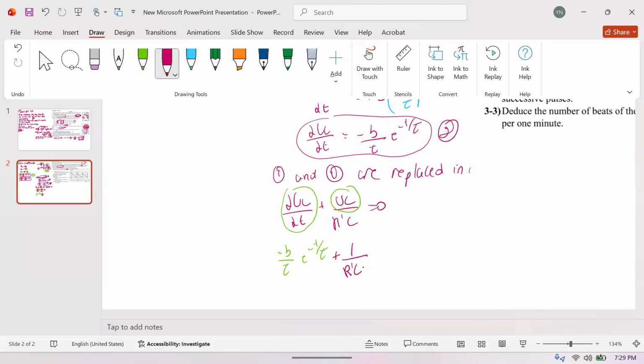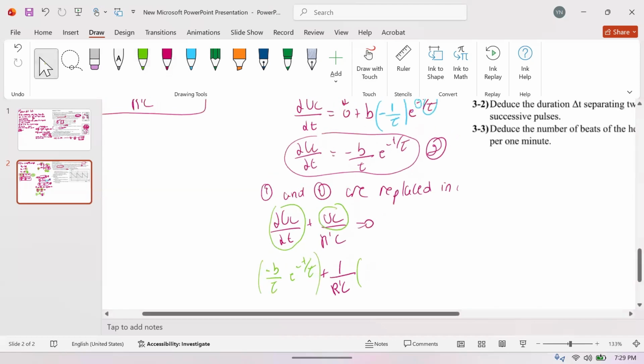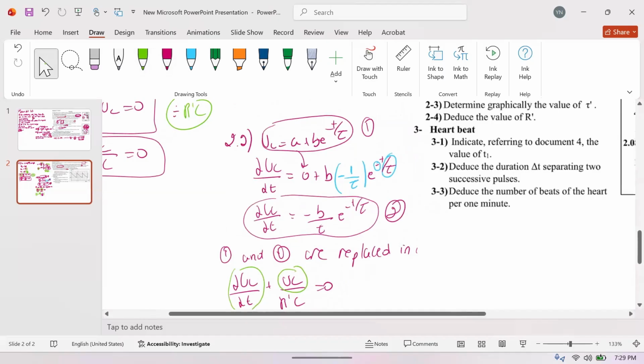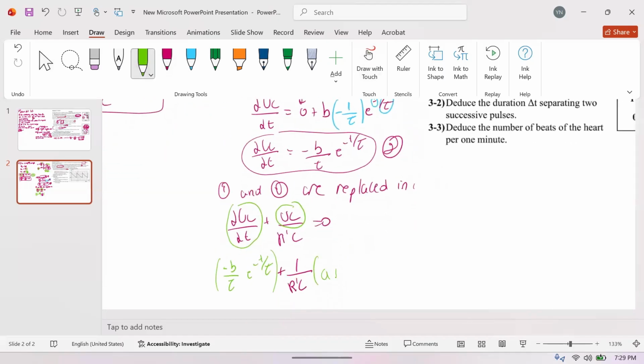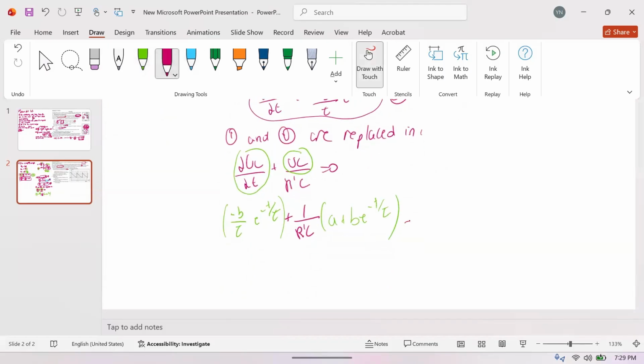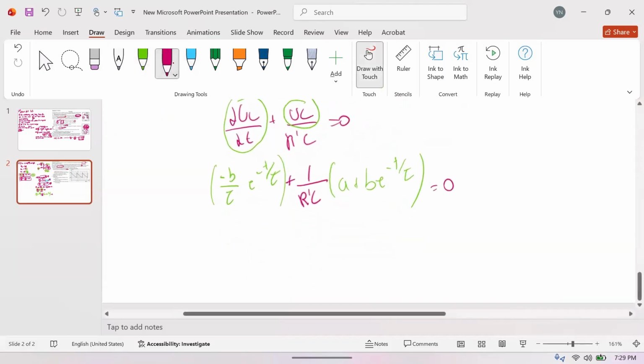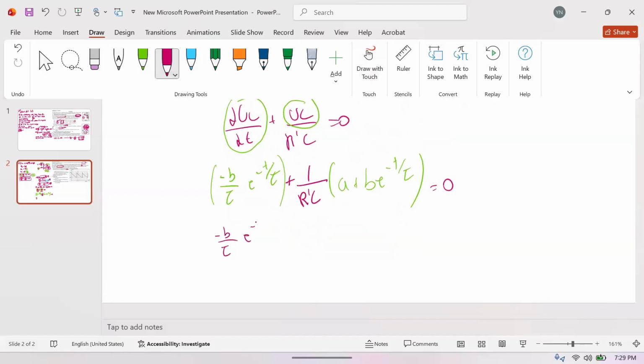I will keep it on the side. They are constants. And I will replace uc by its value. It's better if you, when you replace something, put it between parentheses so we can move step by step. Now, expression 1 is a plus b e^(-t/tau) equals to 0. Now, this is the third step. It's easy for now. Remove the parentheses. If you have to expand, expand. So 1 over r prime c times a, then times b.